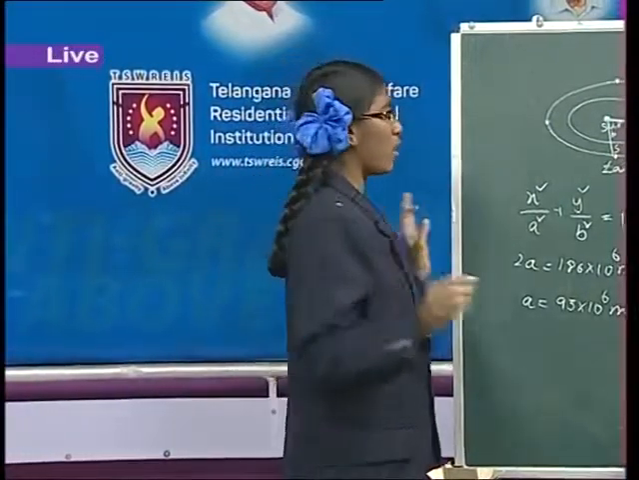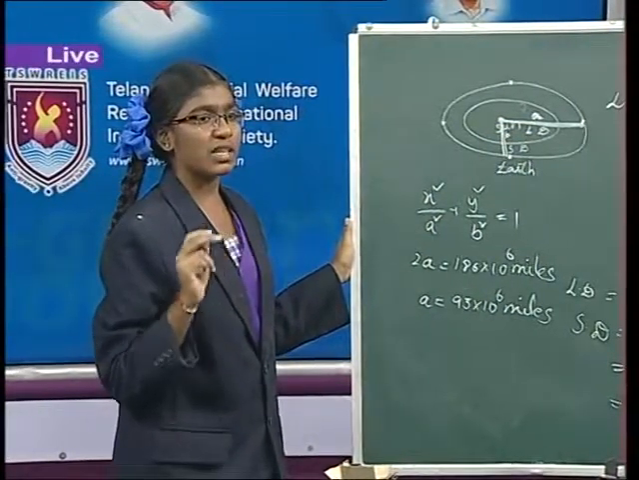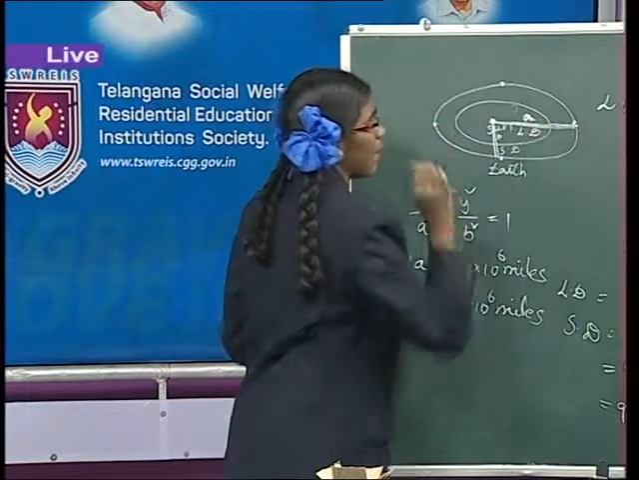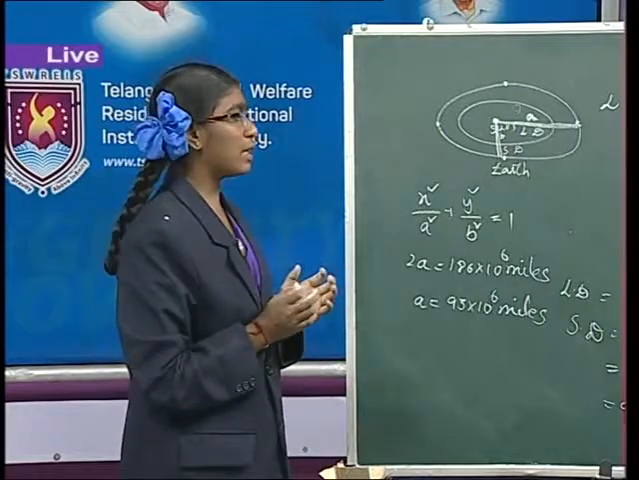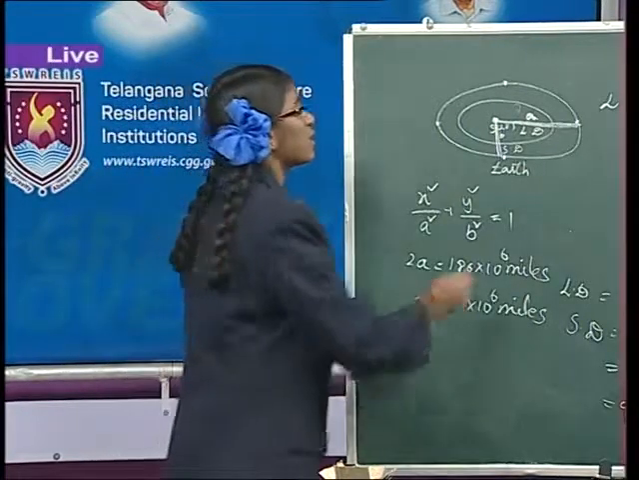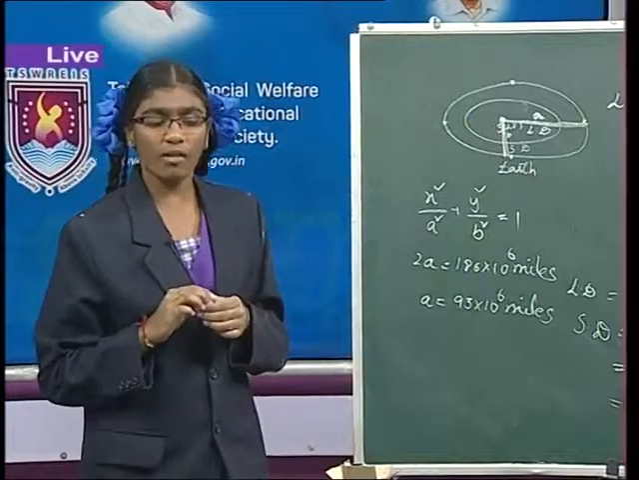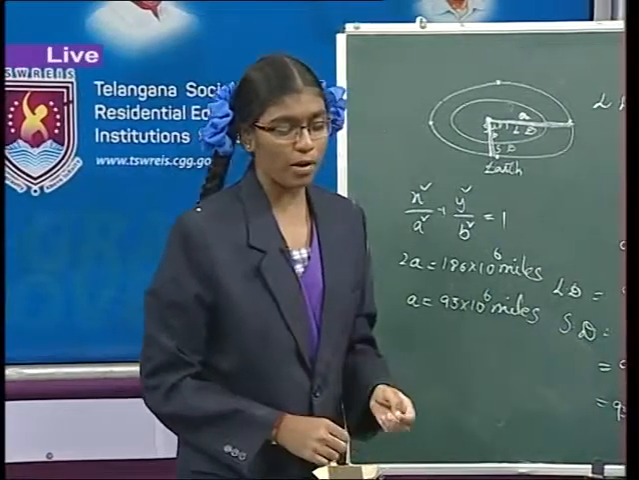Okay. First, I have to explain that the longest distance between the Sun and Earth occurs when the Earth is at the semi-major axis; it will be the longest distance. When the Earth is at the semi-minor axis, it is the shortest distance. Okay, friends? Okay, now we are going to solve a problem on this.